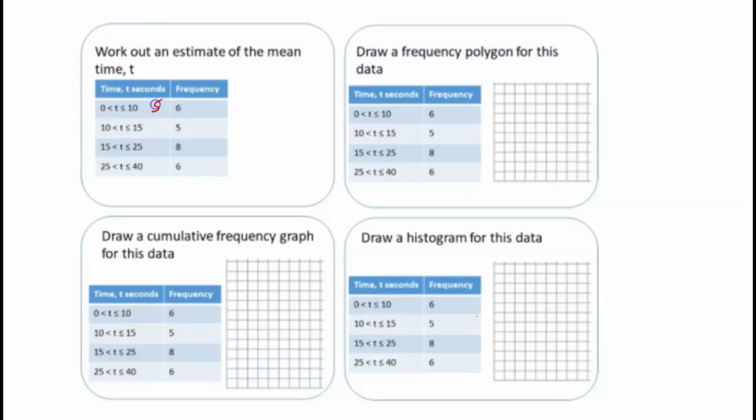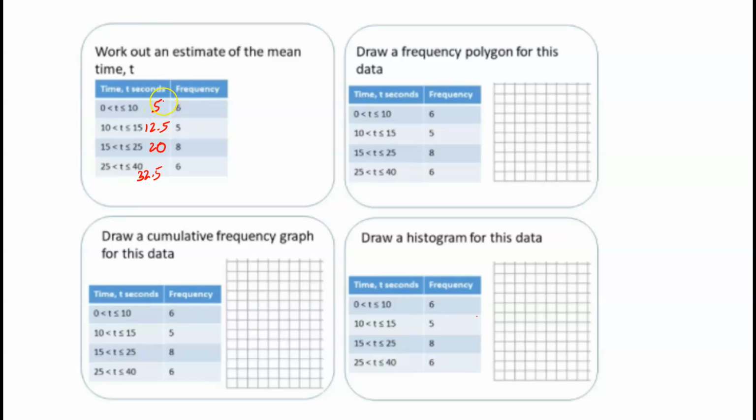So midpoint of the group, we've got 5, 12.5. So basically add the two together and divide by 2. Be careful, they're all different. So that's 20. And that is going to be 65 divided by 2, which is 32.5.